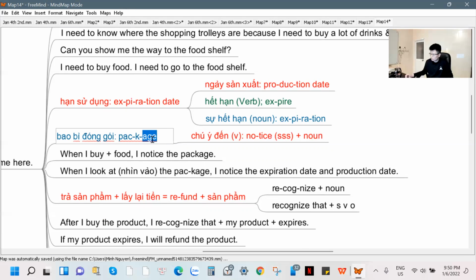Package. Yes, very good. So this one is package.